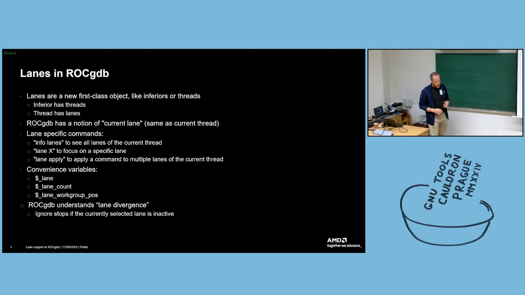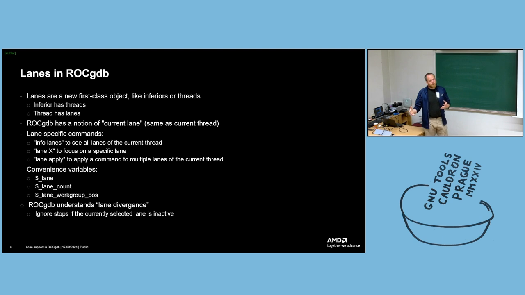The way we map that in our downstream GDB is that we introduce a new first-class object, which is a lane, the same way we have an inferior and threads: inferiors have threads, and threads have lanes. It's a completely new object. We have a couple more for queues and dispatches, but that's not really relevant here. The same way we have info inferiors and info threads, we have info lanes. To select an inferior you use inferior and the inferior number, or thread and the thread number. We have lane and the lane number.